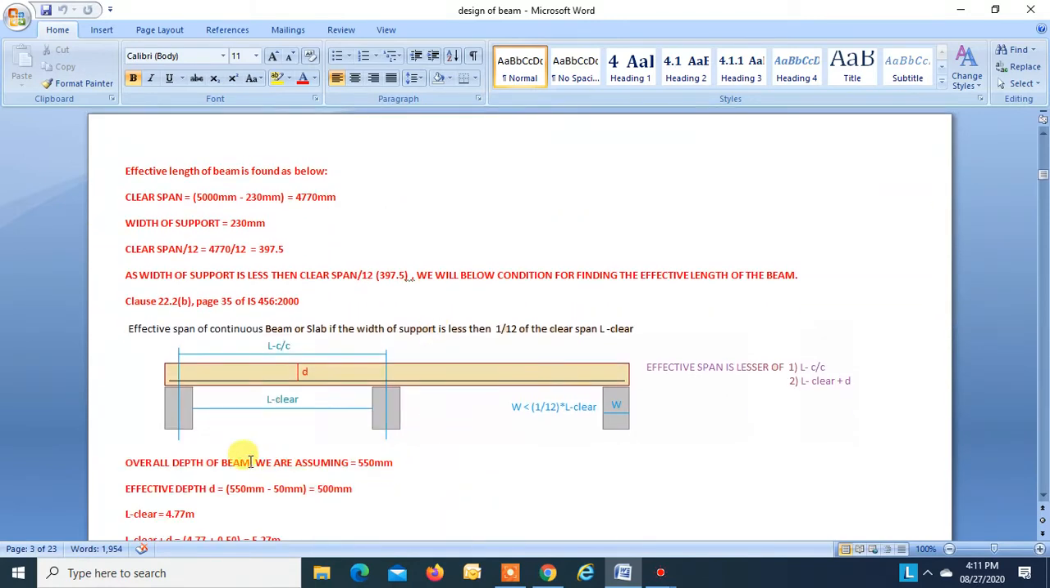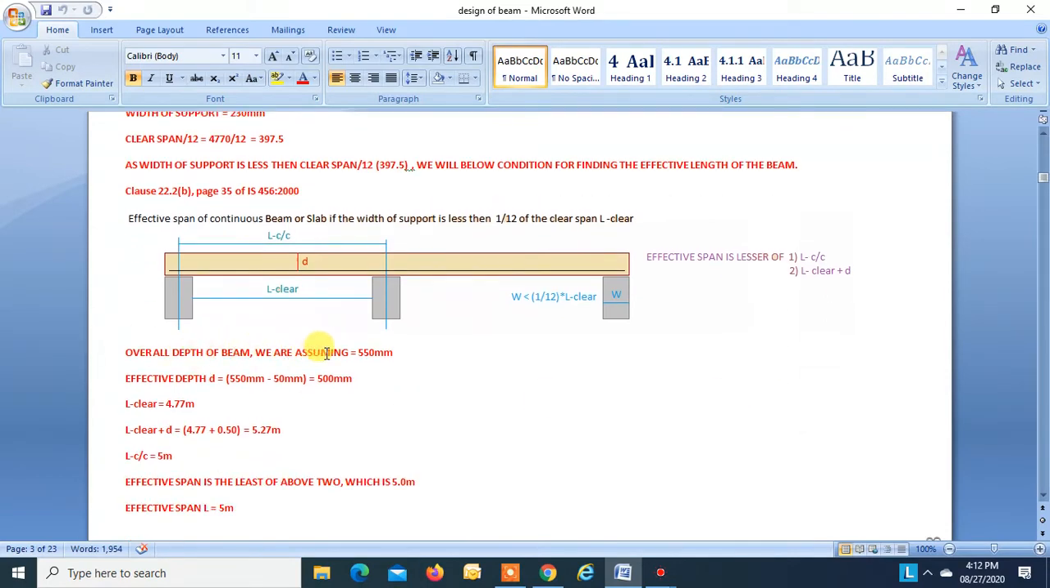The next step is to find the effective length of the beam. The clear span: we know the center to center distance is 5 meters. Our supports are 230 mm thick, so this is 115 and this is 115. So 5000 minus 230 is 4770 mm. Width of the support is 230. Clear span by 12 is 397.5. As per clause 22.2b, page 35 of IS 456:2000, the support width of 230 mm is less than clear span by 12, that is 397.5. We will have to use this to find the effective length of the beam. The effective span should be the lesser of these two.